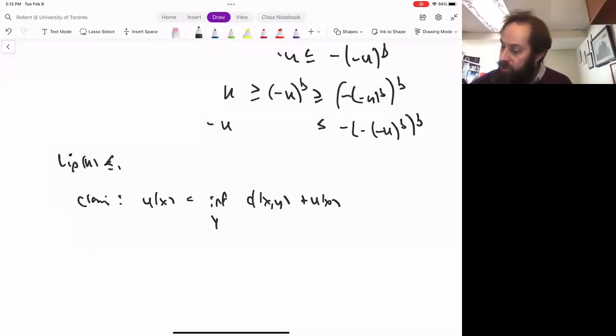This is the direction I want to show. And one direction is clear because I can always take, this infimum is always less than what happens when I take y equals x. Sorry, I messed this up, this should be a y. That looks better. When I take y equals x, the distance is 0, and so that's less than u of x.